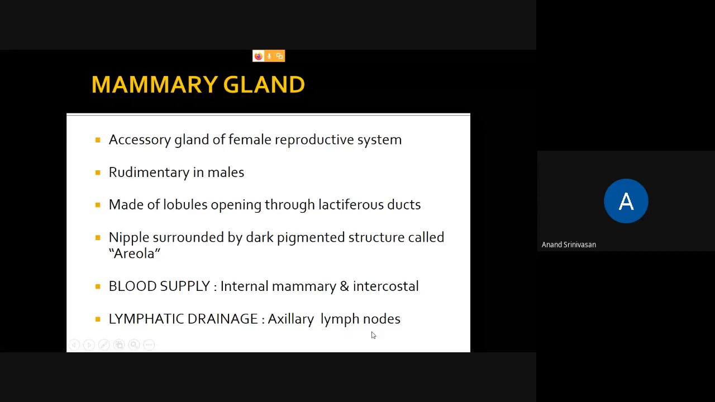So in a case of breast cancer, you need to look for the involvement of the axillary lymph nodes, and if the cancer cells are found in the axillary lymph nodes, you need to remove them as well, or the cancer is going to recur. So that's why we need to know the involvement and the importance of the lymph nodes.